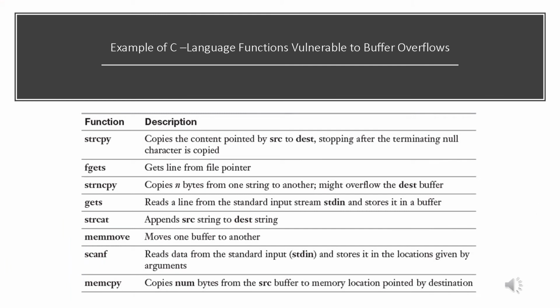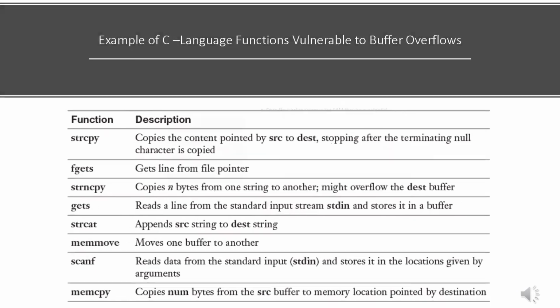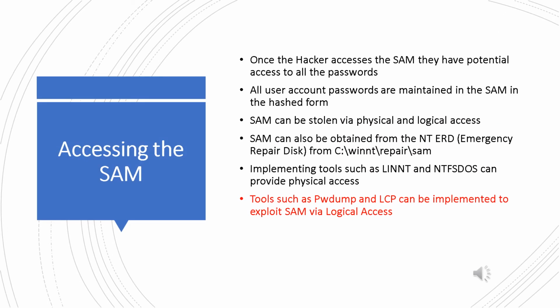Example of C language function for overflows. Accessing the SAM. Once the hacker accesses the SAM, they have potential access to all the passwords. All user account passwords are maintained in the SAM in the hashed form. SAM can be stolen via physical and logical access.